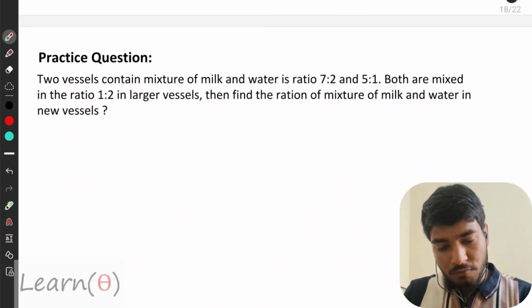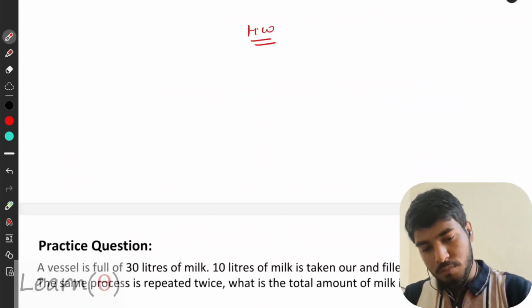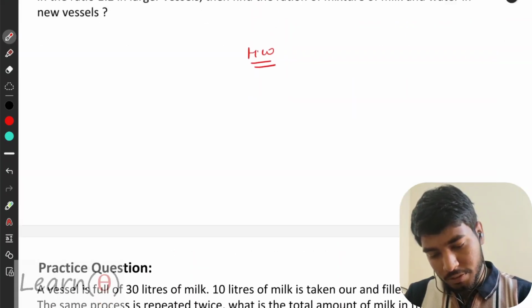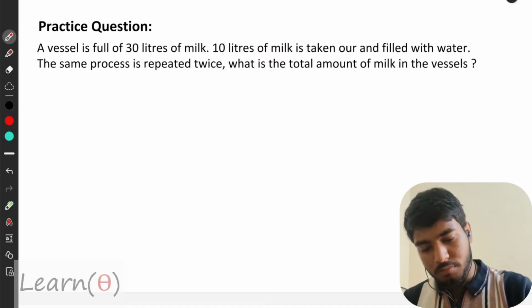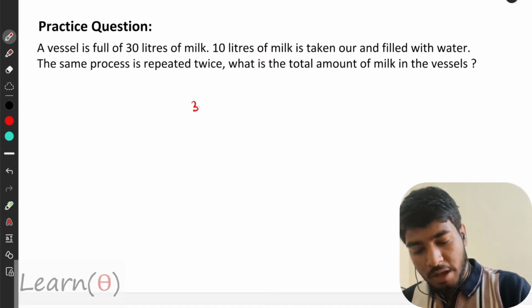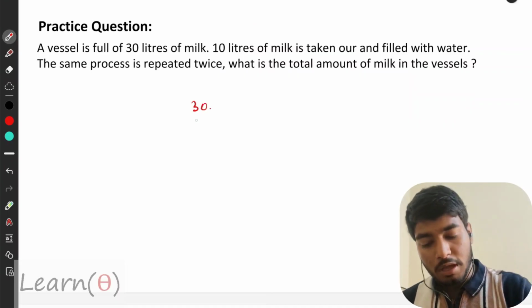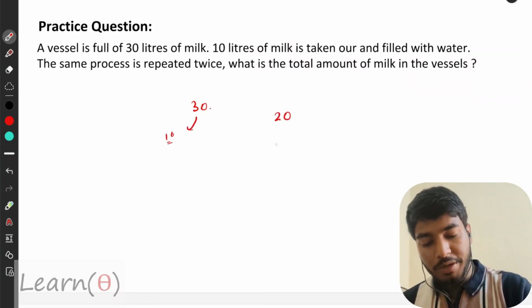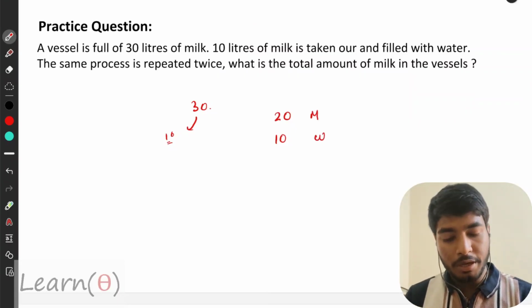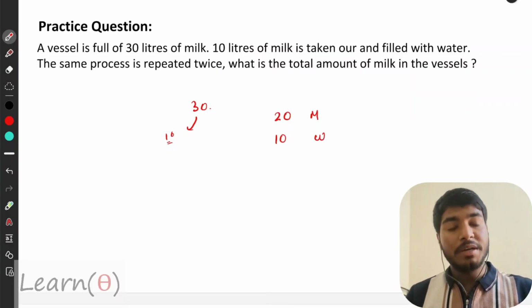Let us take this one. 2 vessels contain a mixture of water. Homework. A vessel is full of 30 liter of milk. 10 liter of milk is taken out and filled with water. The same process is repeated twice. Let me do this. I was having 30 liter of milk. Of this, 10 liter has been taken out. Now milk is 20 and water is 10. Now this is repeated twice.